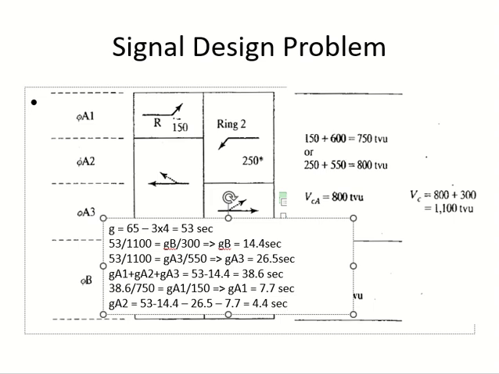Clear? So first of all, there were phases and movements given. I picked the movements which are heavier and took the total volume as my critical volume. Then I calculated the cycle length. From the cycle length I calculated the total green time, subtracting the lost time, and then I divided the total green time into different phases using the ratio of their volume. Clear? Any questions? Okay, thank you.